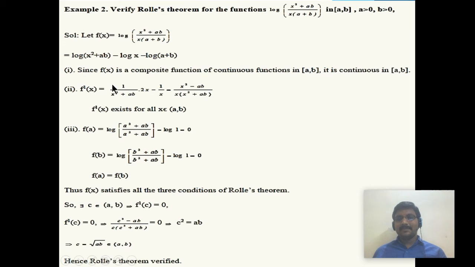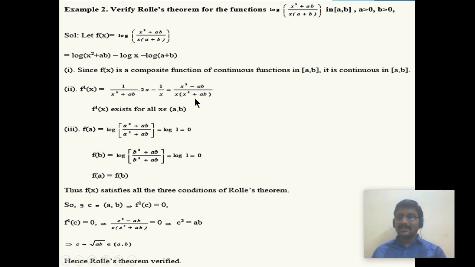Now f dash of x is the derivative of f of x with respect to x. The derivative of log of (x square plus ab) is 1 by (x square plus ab), and then the derivative of x square plus ab is 2x. X square has derivative 2x, ab has derivative 0. Now the derivative of log x is 1 by x. Log of (a plus b) is a constant whose derivative is 0. So we get 2x by (x square plus ab) minus 1 by x, which by taking the LCM of the two terms equals (x square minus ab) by x into (x square plus ab).